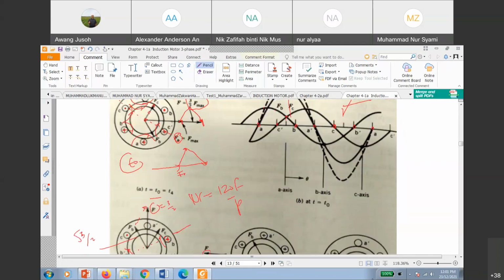Okay. That's about the rotating flux. I hope you can appreciate this.